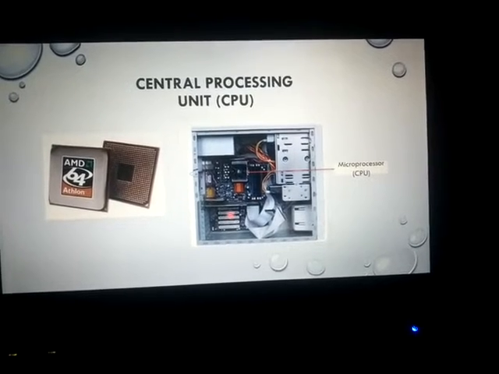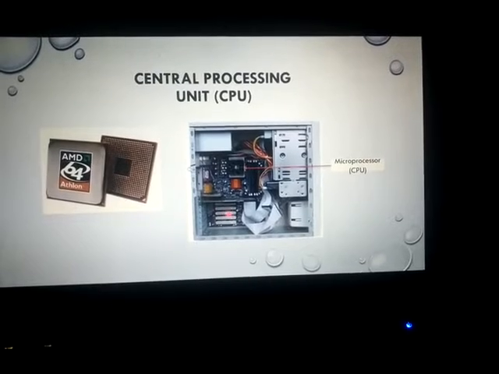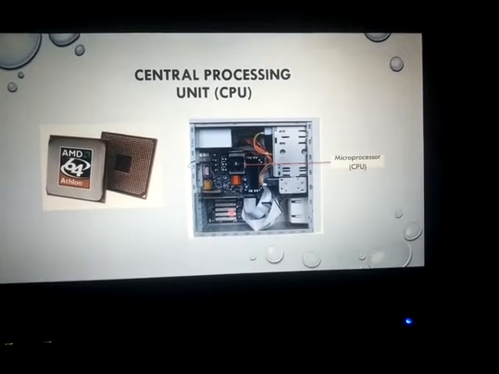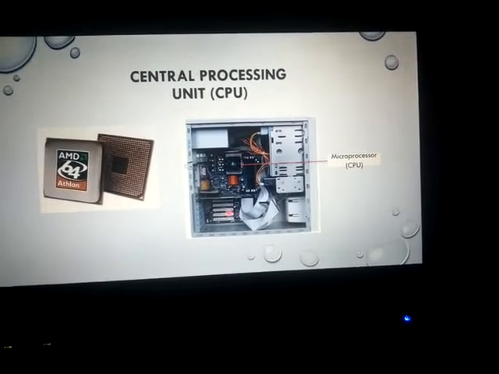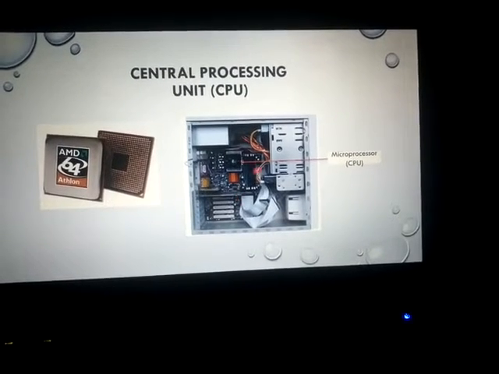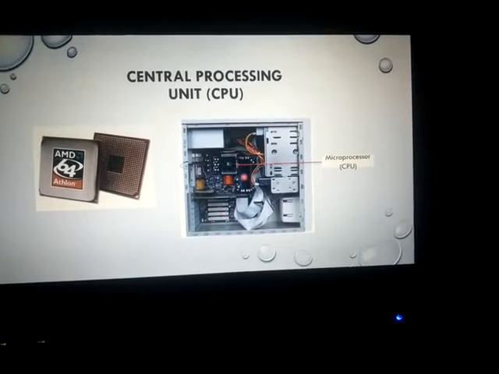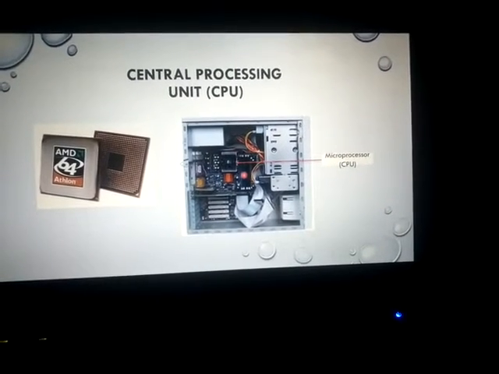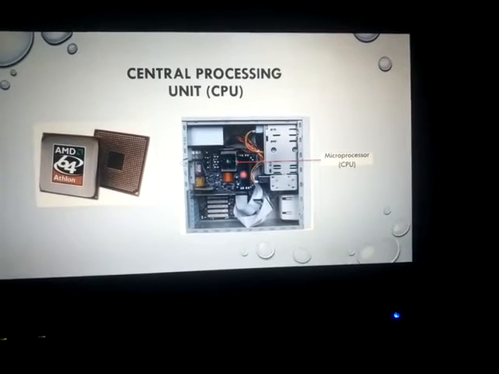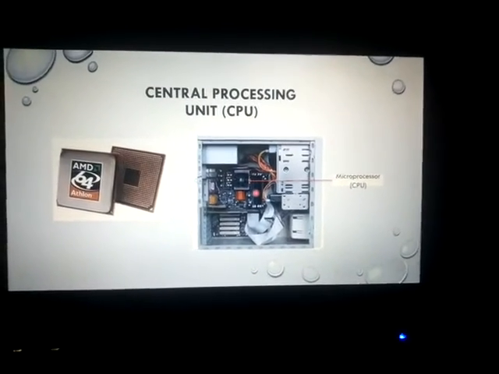Here is a slot for RAM. This is where we slot our RAMs. So you can see this is a RAM. This is where you slot our RAMs. RAMs can be one, or more than one. So you can place as many as the slots provided there. Then we go to the next.